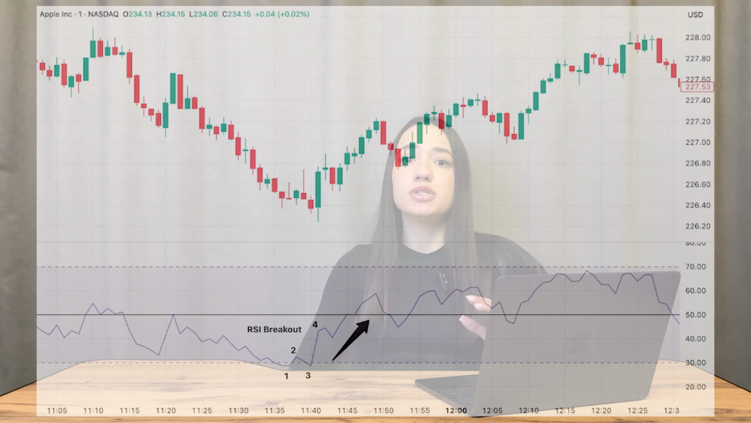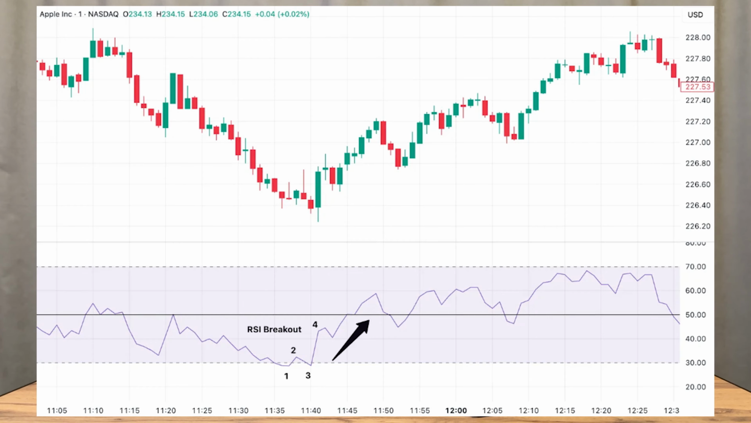So RSI drops into the oversold area below 30. Then RSI moves back above 30, and after that RSI moves back again but fails to go below 30. And finally, RSI breaks above its previous local high. So that's the trigger. And bearish swing rejection works the same way but just mirrored.